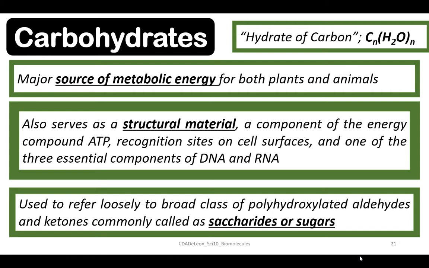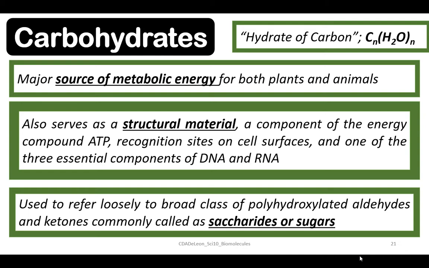So carbohydrates are the major source of metabolic energy for both plants and animals. It also serves as a structural material, a component of the energy compound ATP or adenosine triphosphate, recognition sites on cell surfaces, and one of the three essential components of DNA and RNA. What is that? The sugar. So in DNA we have what we call deoxyribose, and in RNA we have ribose.